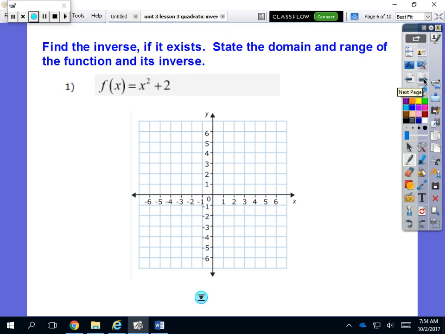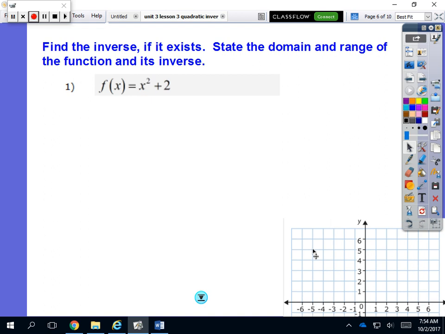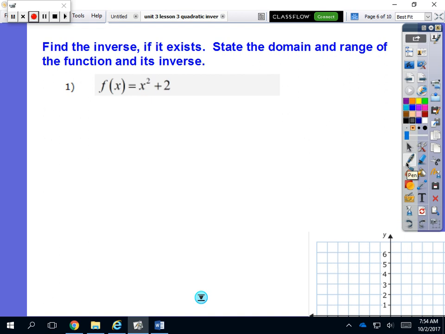So let's look at this function. Find the inverse, state the domain and range of the function and its inverse, and then we're going to graph it. We'll do that last though, so I'm going to put that down here for now. Okay, so find the inverse. First, let's write it in vertex form. Remember, vertex form is a times x minus h squared plus k, and the vertex is (h, k).